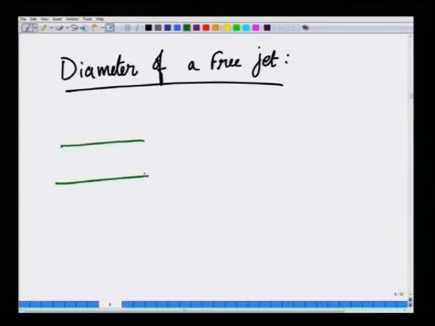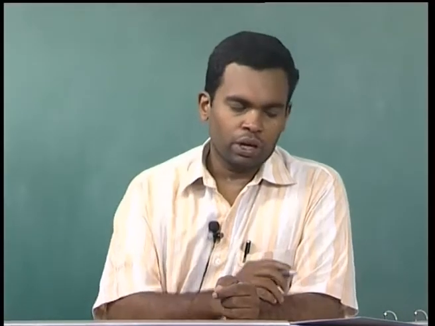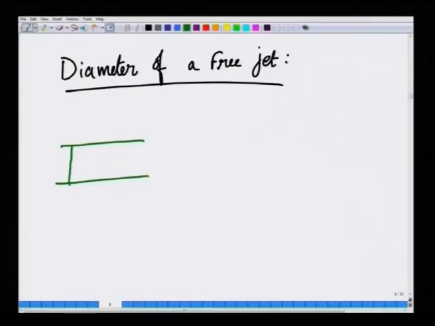Essentially, it is to estimate the diameter of a free jet that emerges out of a tube or a nozzle. So, you have a liquid that is flowing under laminar conditions in a tube, let the diameter of the tube be d, and once the liquid exits, the diameter of the jet that emerges out of the tube is not necessarily the same as the diameter of the tube.